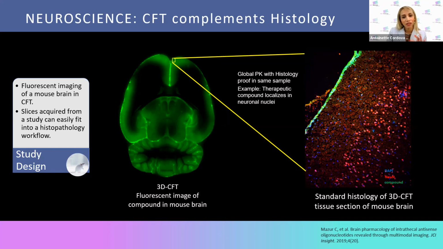You're able to pause the Xerra, put it in slice collection mode, and then once you collect your slice, you can perform standard histology and then image, for example, on a confocal microscope, or compare to any other histopathology workflow you may have, as seen here.